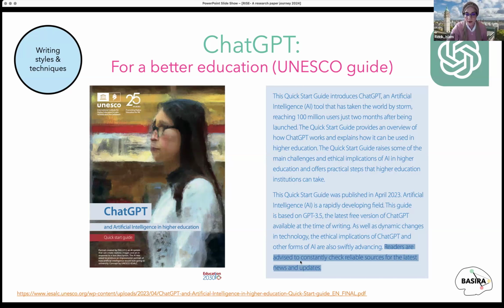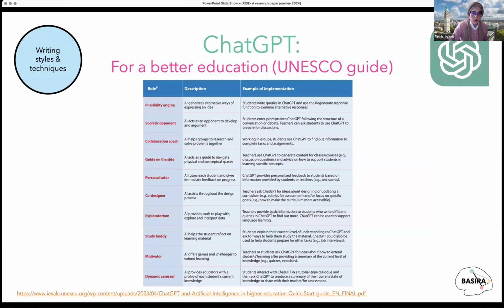Here they mentioned that readers are advised to constantly check reliable sources for the latest news and updates. So reliability, fairness, transparency. Misinformation is a big threat also these days because of these LLM models and other things. So for a better education, you can use AI to improve education, of course. You can have a study buddy. You can use it as a motivator.